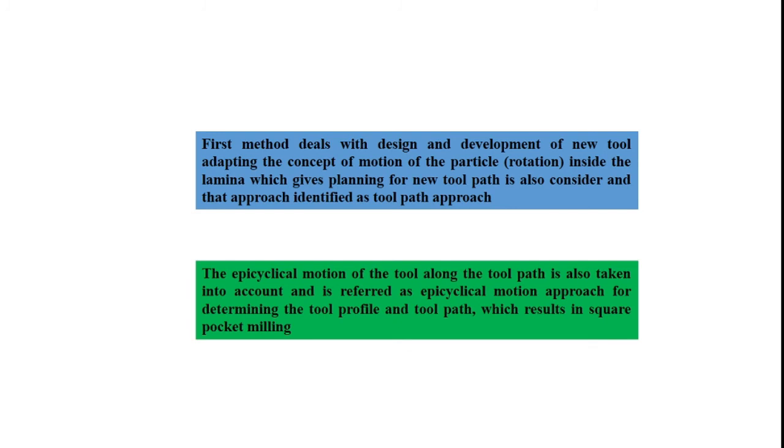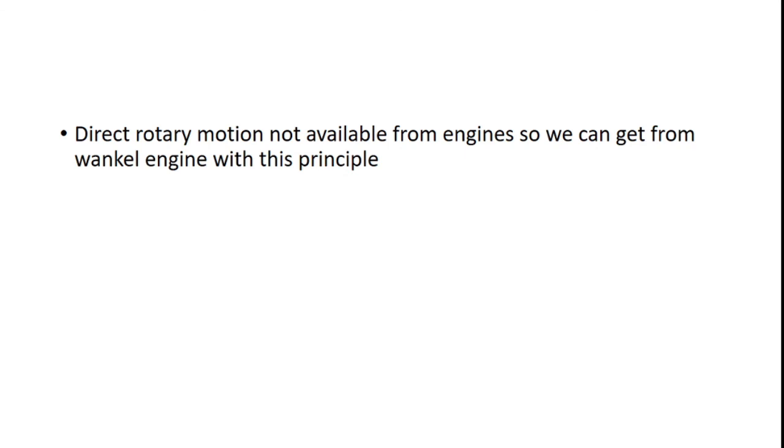So for this kind of activity, we should create a new tool profile and a new gear train mechanism for achieving the epicyclical motion. So two important steps are available. Another example is also available: direct rotary motion is not available from engines, but we can get it from the Wankel engine with this principle. The Wankel scientist also utilized this Reuleaux triangle for making a rotary engine, because in every engine, due to the pressure and volume increment, the reciprocating motion is converted into circular motion.